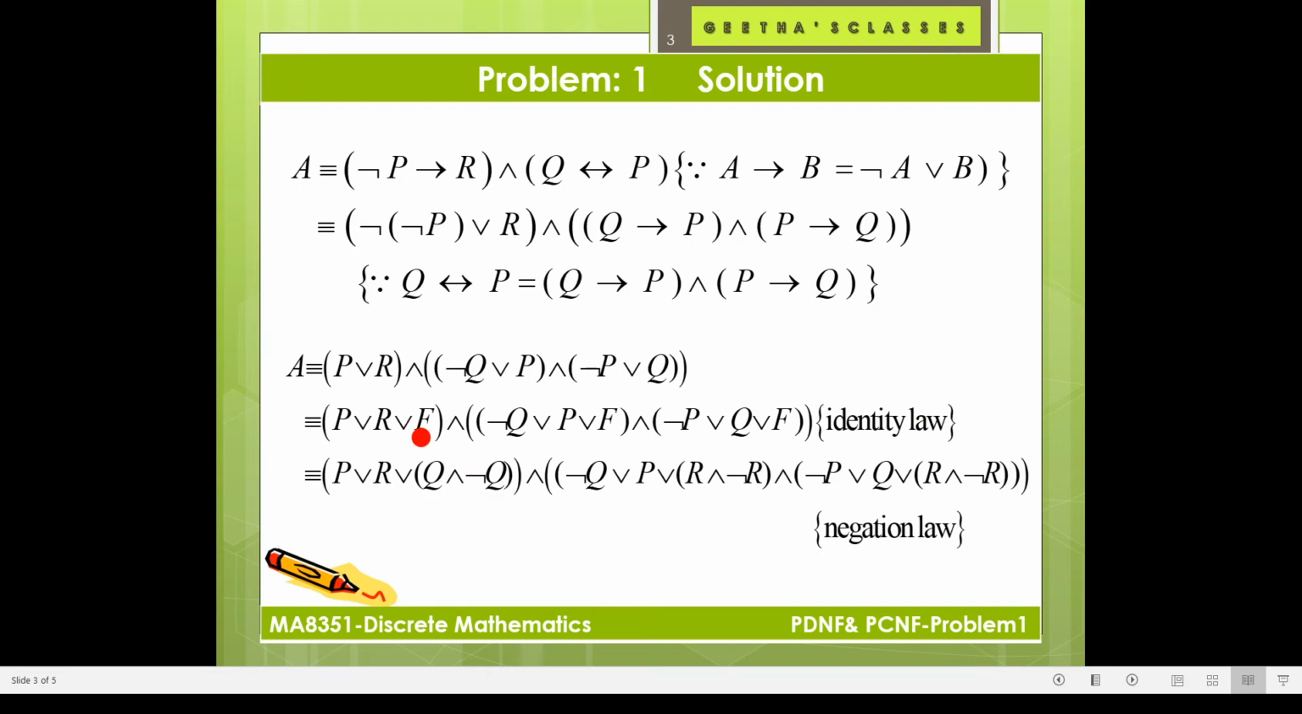Next, we are rewriting this false as Q and not Q. So this is the missing factor. Q is the missing factor. So in terms of Q, we are writing this false, right? So Q and not Q. So for this false, what is the missing factor here? R. First in the second term as well as in the third term, R is the missing factor. So we are rewriting both the F's by R and not R. Here also R and not R. This is by complement law or negation law, right?